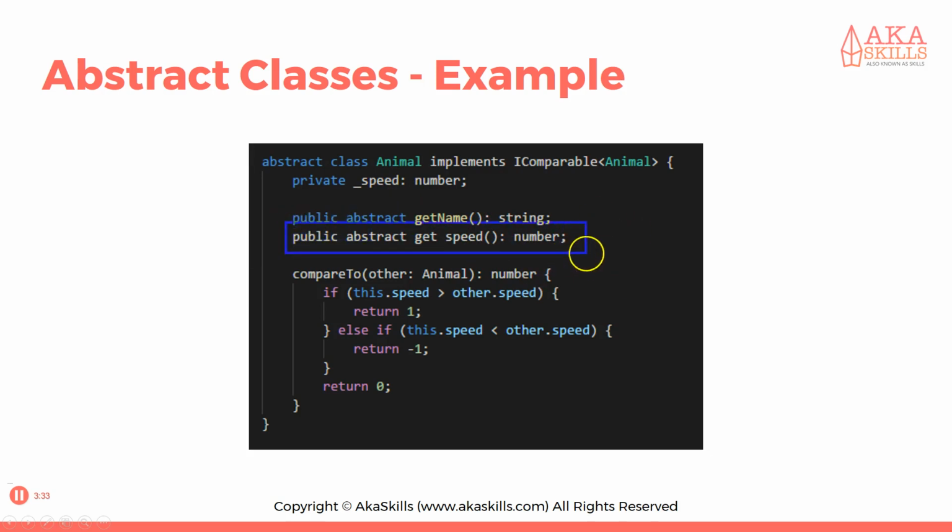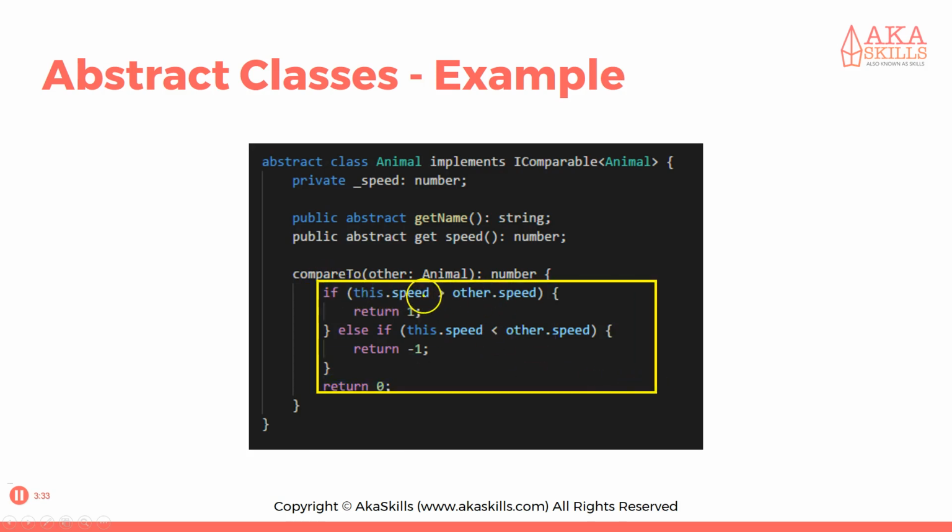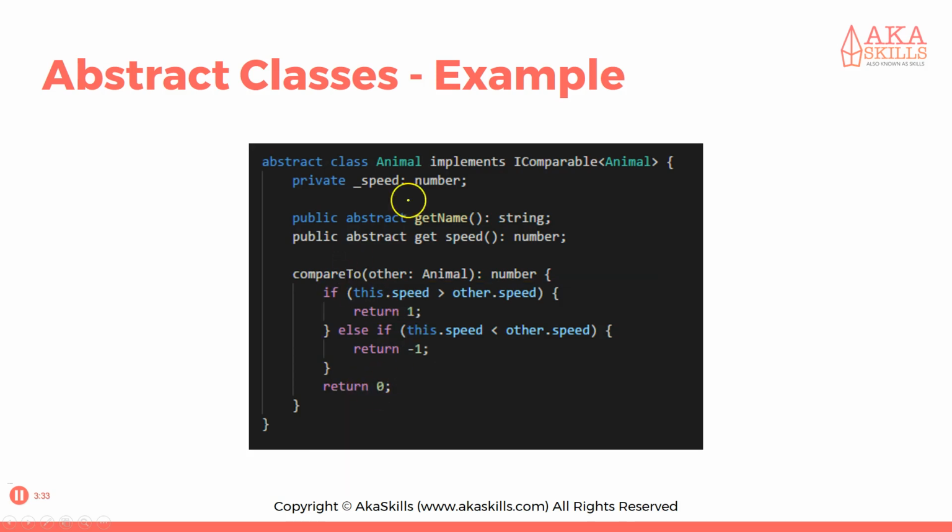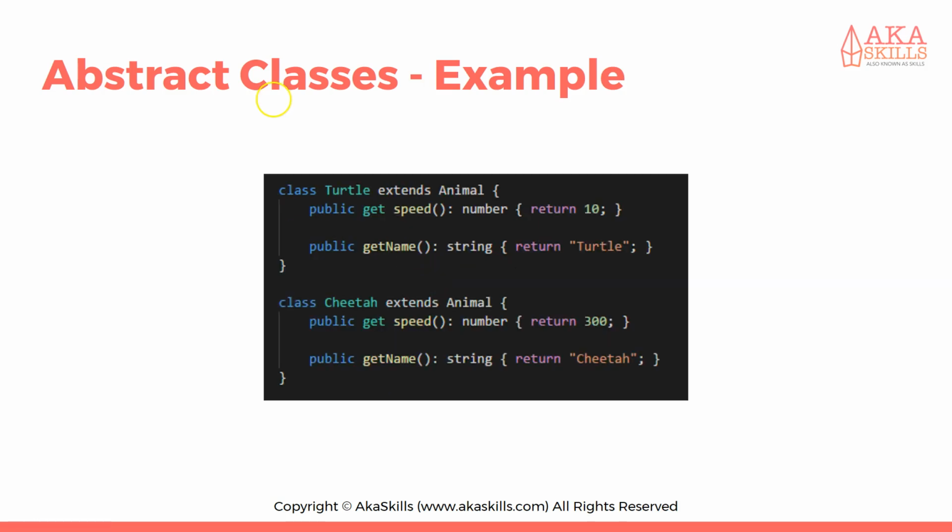And again, I can define this as abstract, and after that, the derived classes of the parent class Animal should implement it. Then I have a method compareTo where I receive another animal. This returns a number, and here I'm making the comparison and returning 1, -1, or 0 depending on the result. The important thing here is how I'm defining an abstract method and getter of a property.